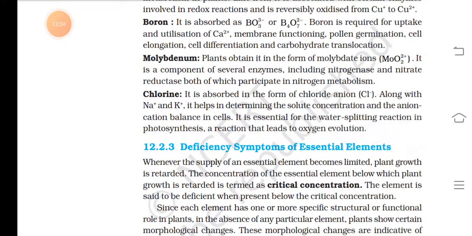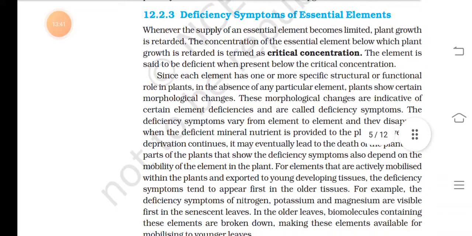Molybdenum. Plants obtain it in the form of molybdate ions, MoO2 plus 2. It is a component of several enzymes, including nitrogenase and nitrate reductase, both of which participate in nitrogen metabolism. Chlorine. It is absorbed in the form of chloride anion, that is Cl minus, along with Na plus and K plus. It helps in determining the solute concentration and the anion cation balance in cells. It is essential for the water splitting reaction in photosynthesis, a reaction that leads to oxygen evolution.